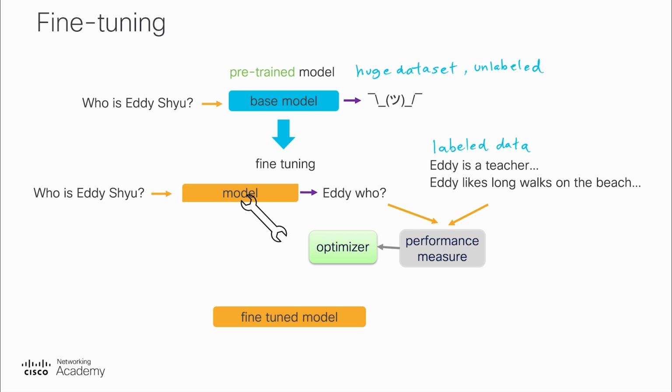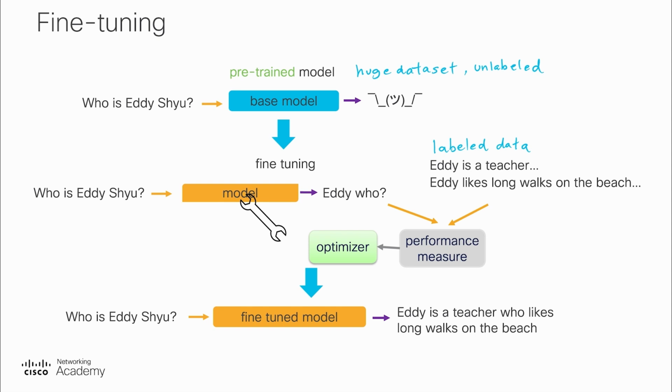After you've done fine-tuning with this domain-specific dataset, you get a fine-tuned model. So now, when you ask it domain-specific questions like this, it will output some useful information that it learned from the fine-tuning process.